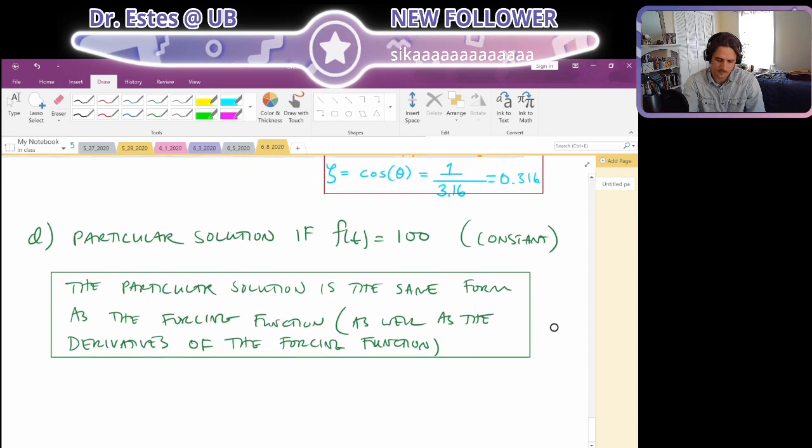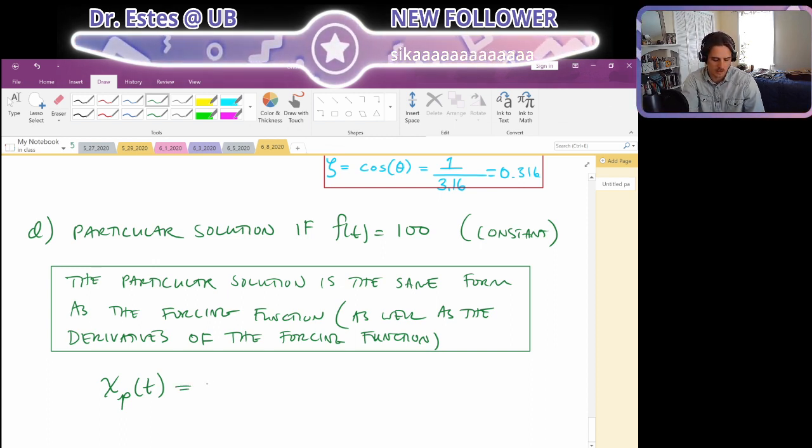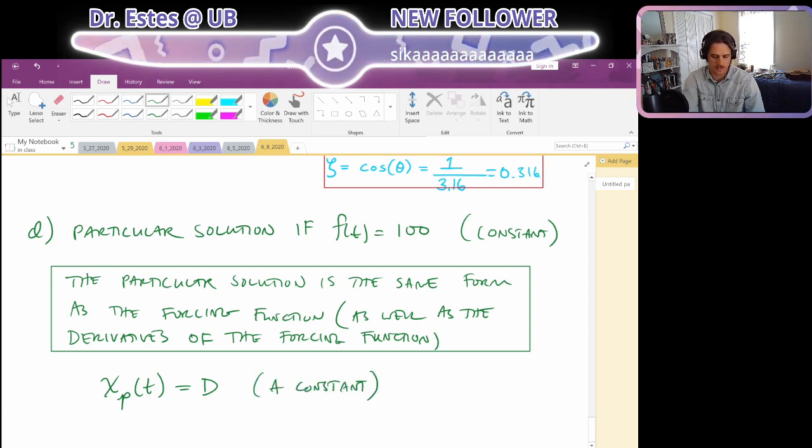But using that rule, I'll say the particular solution x sub p is just equal to d, which is, just to be clear, a constant.